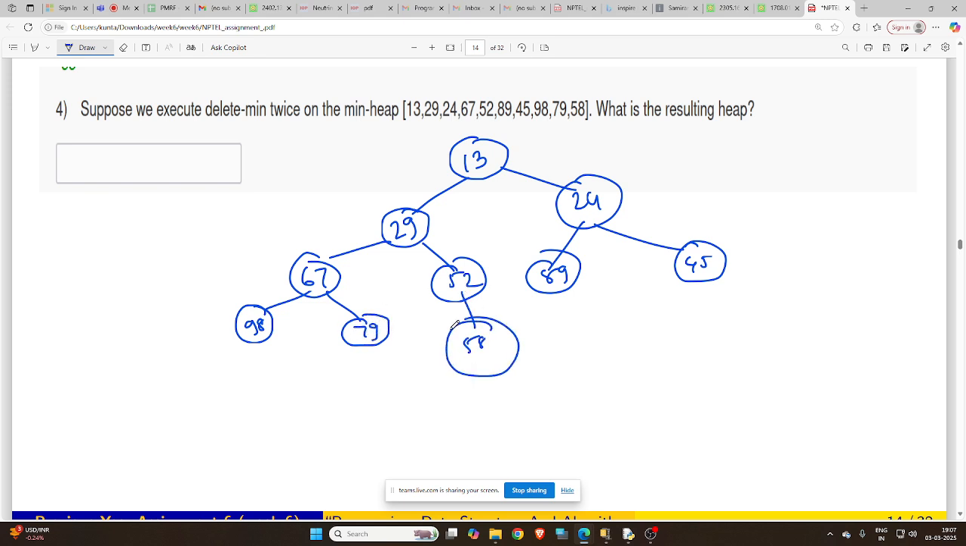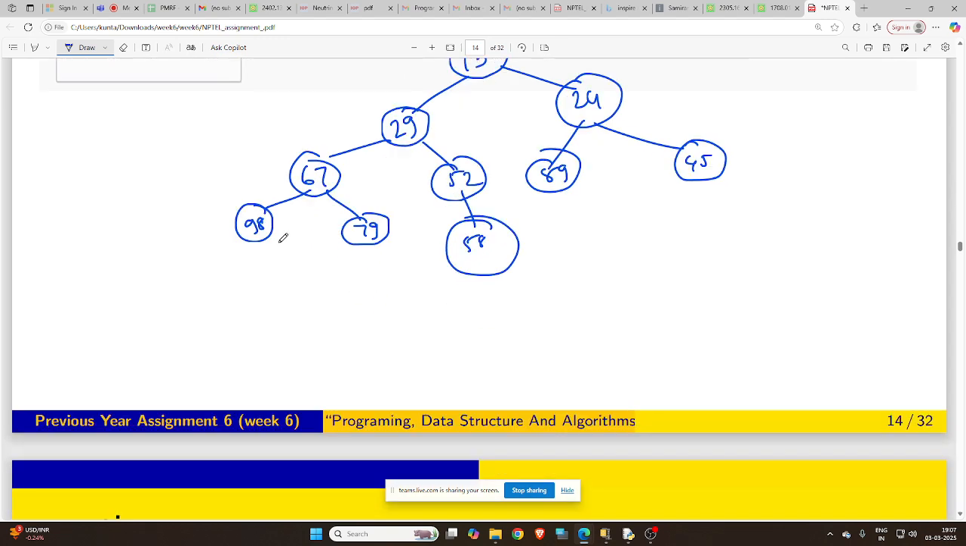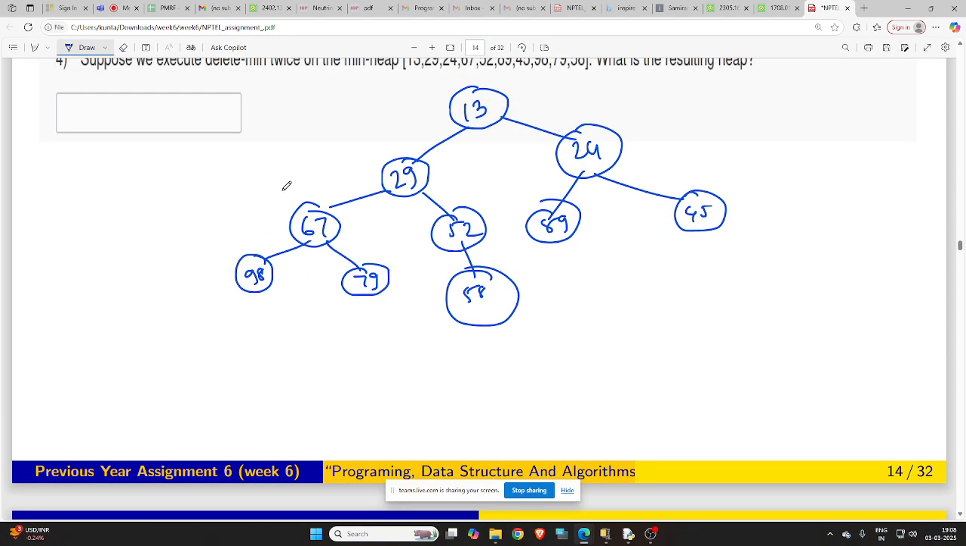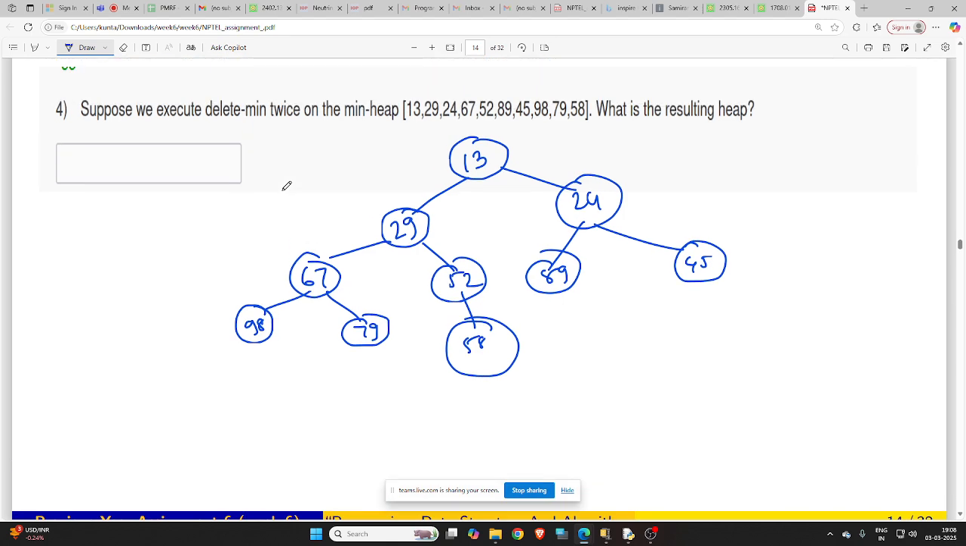Okay. So now it says suppose we execute delete min twice on the min heap. Delete min means at the very first we will just delete the min. So which one is the min here? The minimum value. This is the minimum value, so we just want to delete this value. So what will be the structure? The structure should remain intact by shifting this 58 to 13.